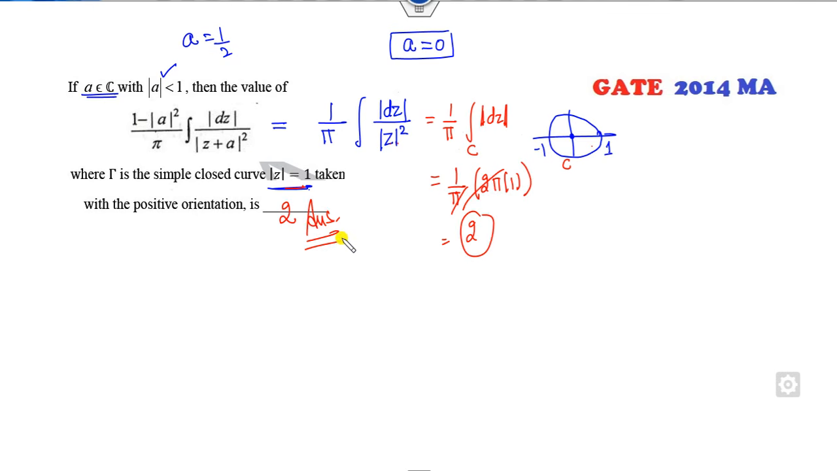Always read the statement carefully. Here A is unknown, but it can be any complex number which satisfies this property. You may take this, or the best way is you can take A as 0, so that your calculation will be very small.